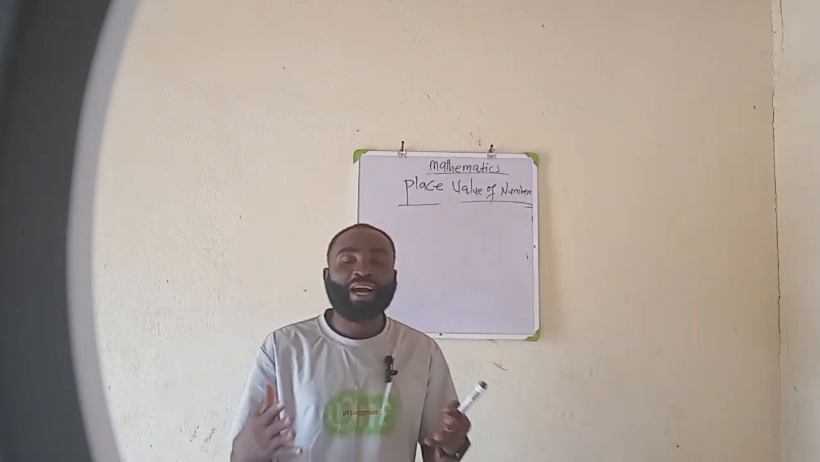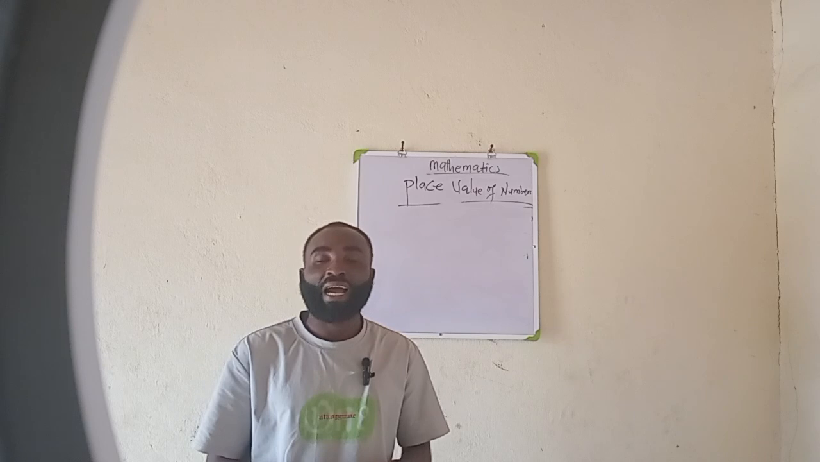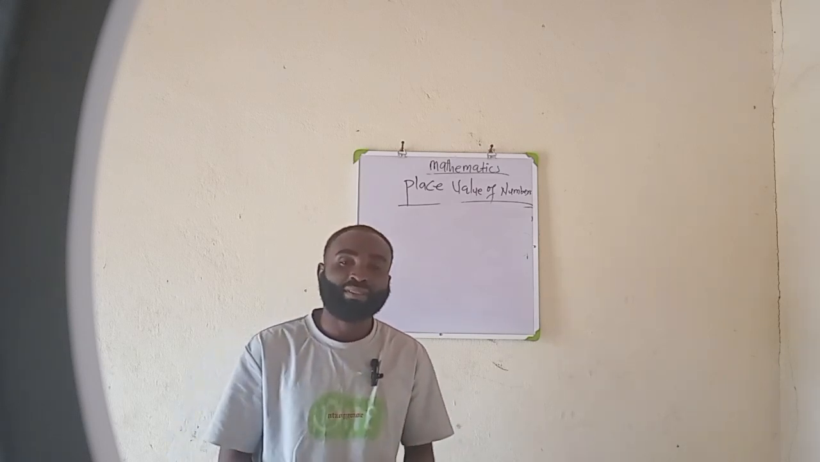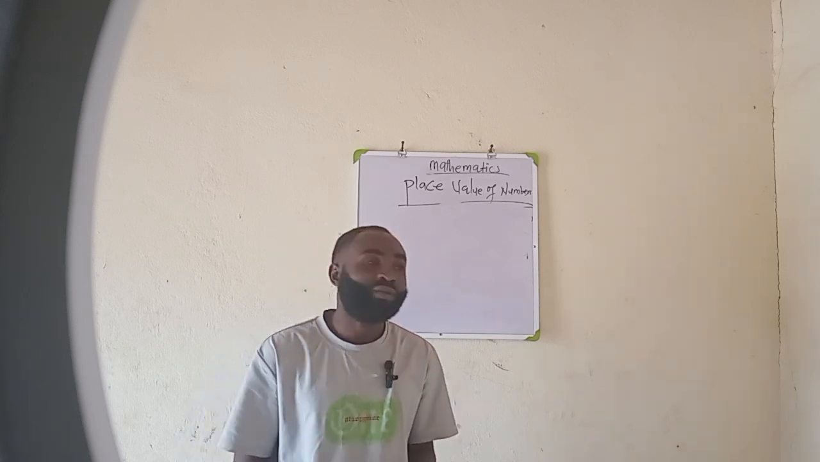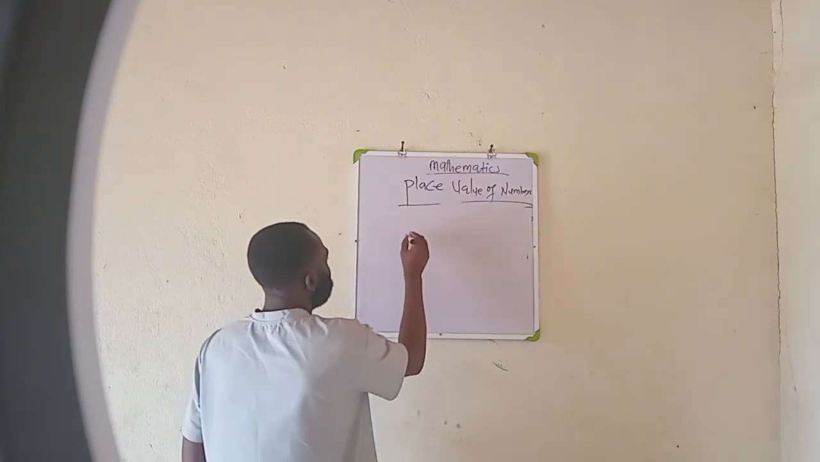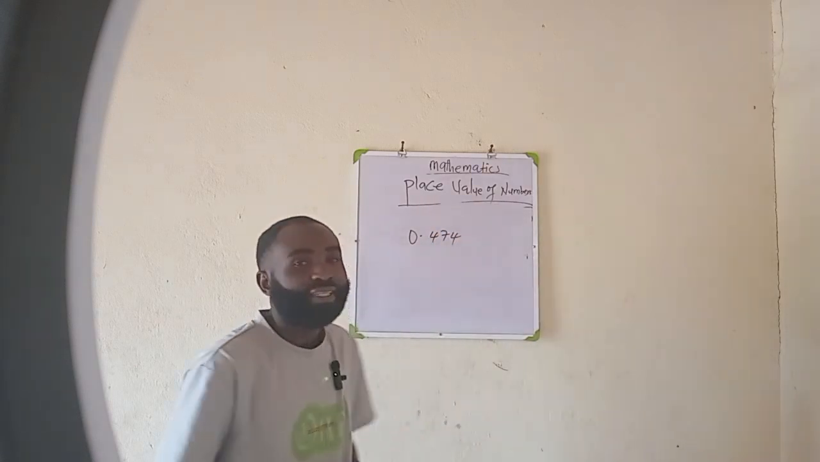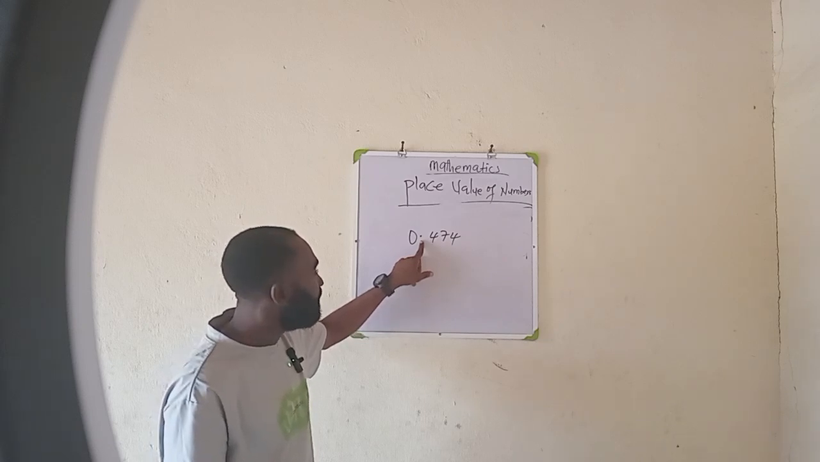I know some people would ask, what about decimal numbers? And what are decimal numbers? Decimal numbers are numbers with decimal points. A number which has a point is a decimal number. For example, 0.474 is a decimal number because it has a decimal point.